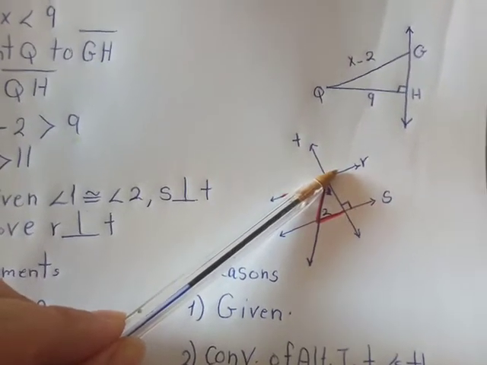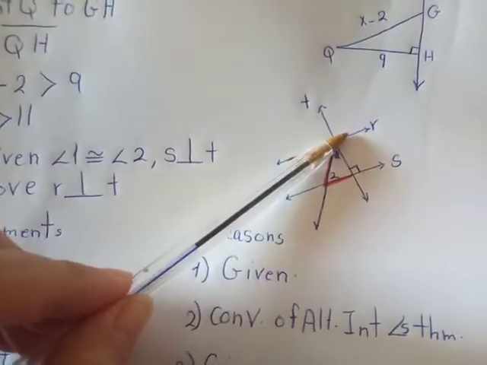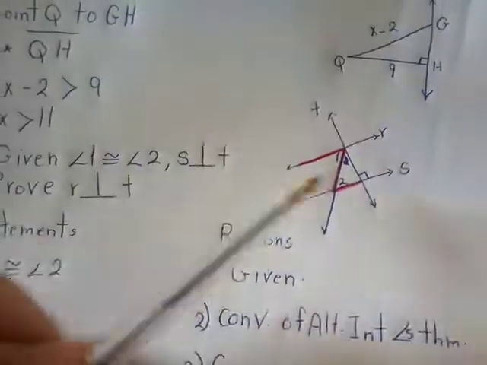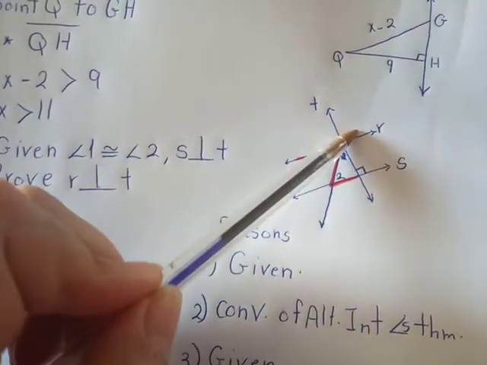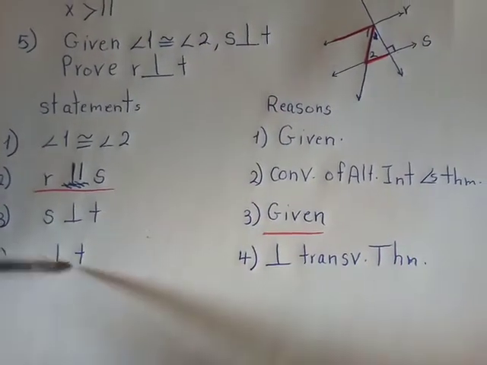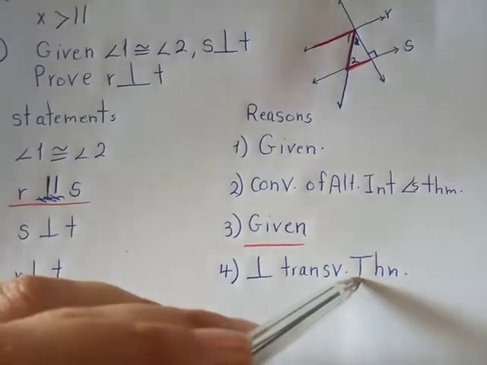Why? By the perpendicular transversal theorem. Excellent. Why? They are parallel. So if the transversal is perpendicular to one, it will be perpendicular to the second one. So the line R is perpendicular to the line T. Why? Perpendicular transversal theorem.